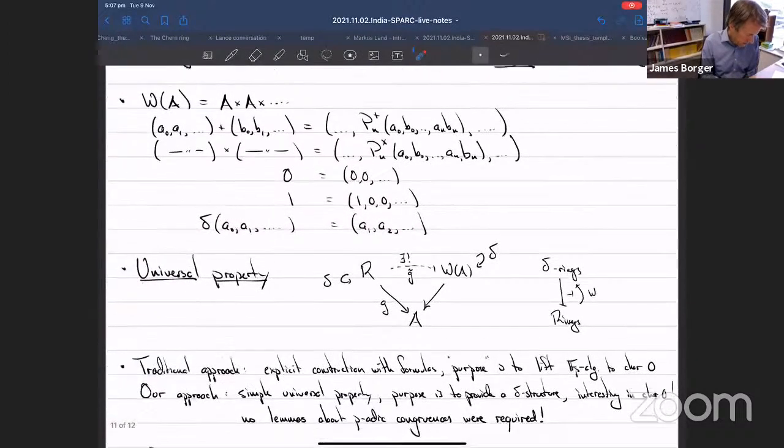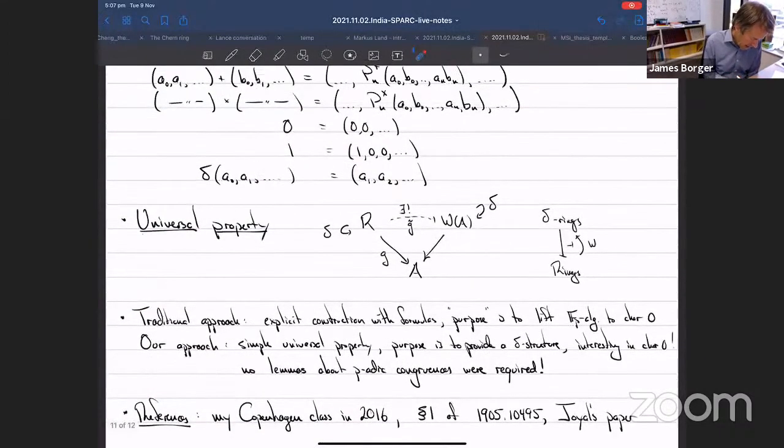And then the universal property is that if R is a delta ring, which has a homomorphism to a ring, then there's a unique lift of that homomorphism to a delta ring homomorphism to the Witt vector ring. Another way of saying that is just what it means for W to be the right adjoint of the forgetful functor from delta rings to rings.